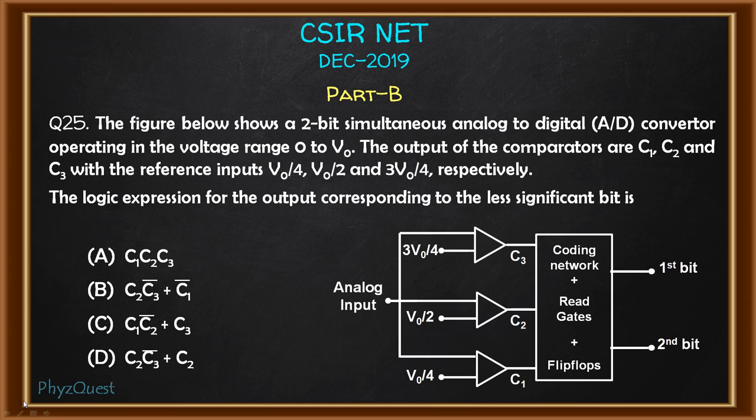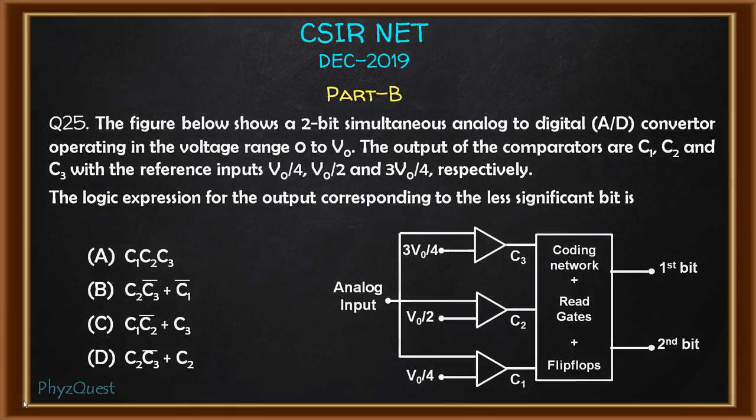The question is, the figure below shows a 2-bit simultaneous analog to digital converter operating in the voltage range 0 to V0. The output of the comparators are C1, C2 and C3 with the reference inputs V0 by 4, V0 by 2 and 3V0 by 4 respectively. We need to find out the logic expression for the output corresponding to the less significant bit. 4 combinations are given and we need to choose the correct combination.